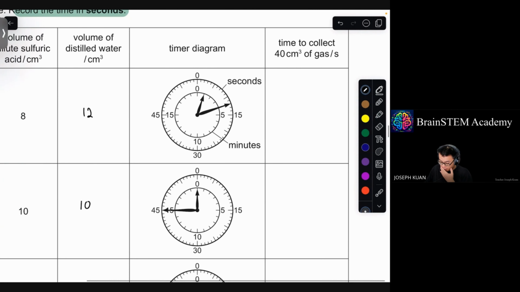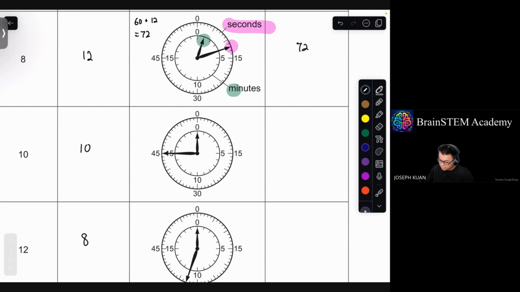For the first question, it is 1 minute and 12 seconds. So that will be 60 plus 12 gives you 72. Second question, it is 0 minutes and 45 seconds. So that will be just 45 seconds.